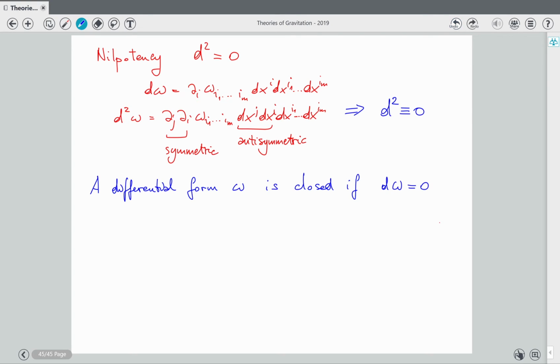But be careful before writing what the result looks like, because you have to recall that this is completely anti-symmetric. So locally, you have to take the derivative of those components, but you have to completely anti-symmetrize in I1, ..., Im. That is the condition.